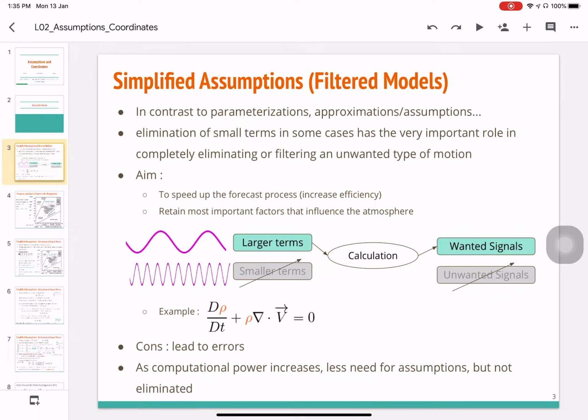And then we will reach a solution where we get rid of some unwanted signals, for example, sound waves. When we do that, there will be a cost. The cost would be some errors in our solutions, but it would be worth it because we would save some computational power.